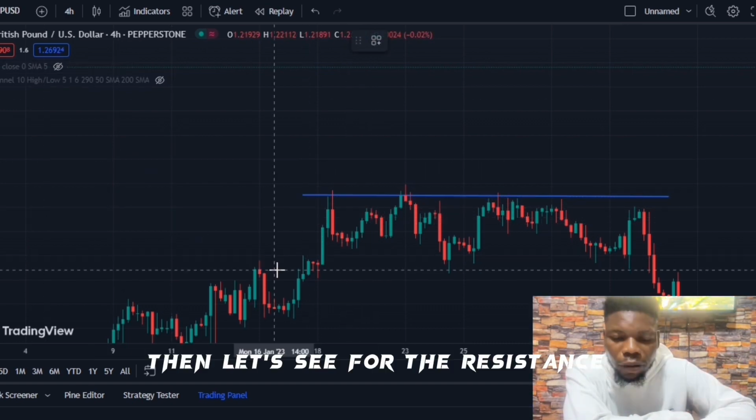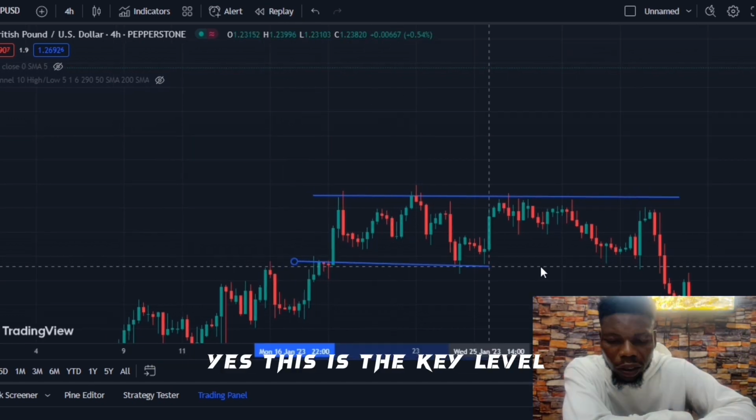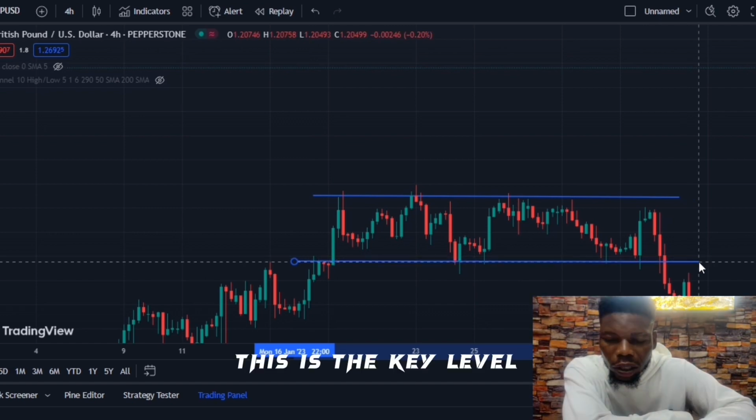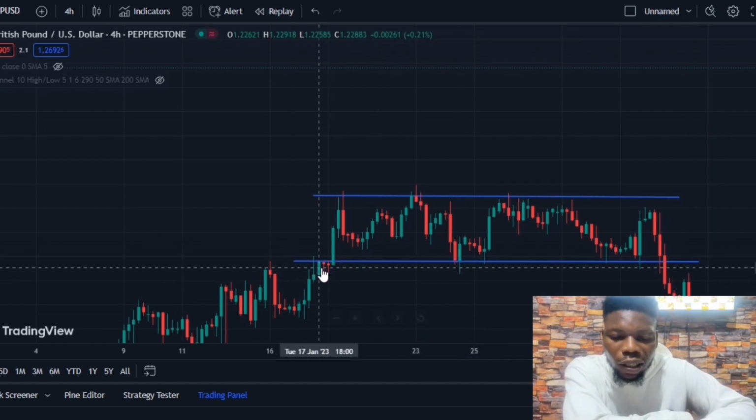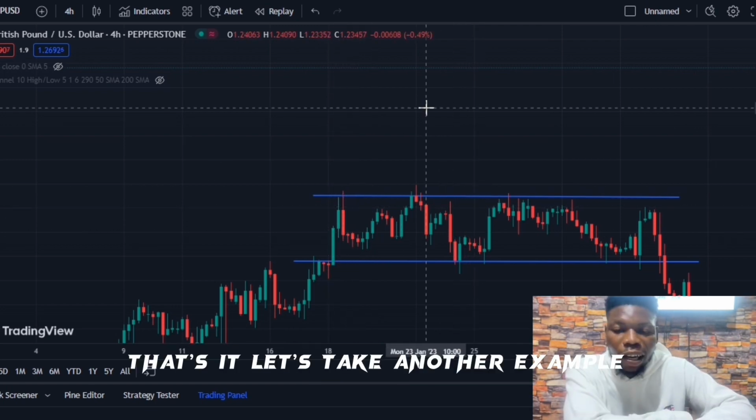Then let's look for the resistance. I think this is the key level. Yes, this is the key level. Understand? This is the support and this is the resistance. That's it. Let's take another example.